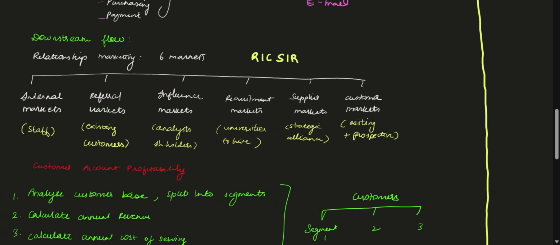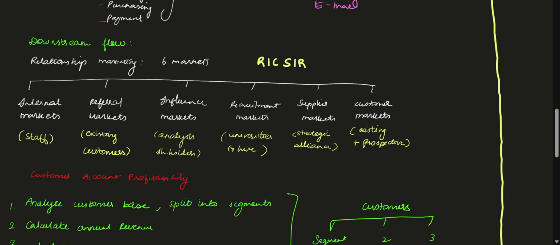In the downstream flow, we also have 6 markets. First one is internal markets, and which is staff basically. And second is referral markets, where we have existing customers to refer us to new customer, potential customers. Then we have influence markets, where we have analysts or shareholders. Then we have recruitment markets, where universities, we are linked to the universities so that we can connect to the potential employees. Then we have supplier and customer markets, which we can form a strategic alliance with the suppliers. And customer includes existing as well as the prospective.